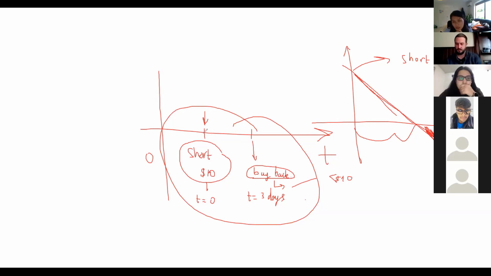So with short selling, you sell something you don't own yet. You sell here to lock in a price, and then a few days later, you buy back the shares to deliver, to settle the first transaction. So you will make a profit if the share price goes down, and you make a loss if the share price goes up.